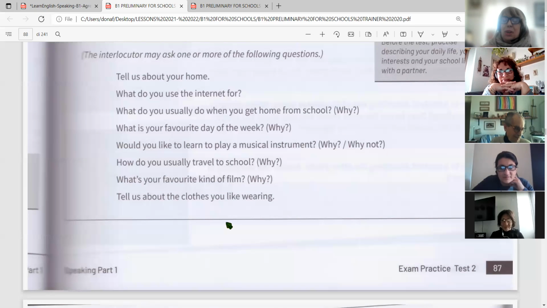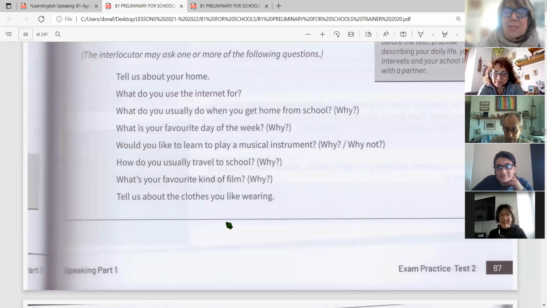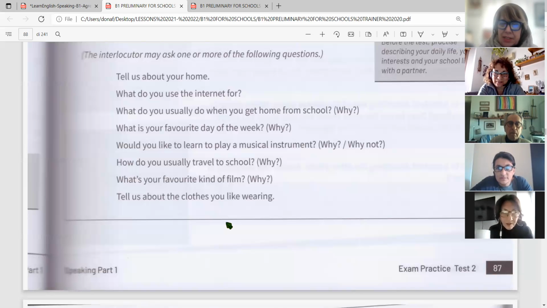And I use it with many intermediate groups. So when we were talking about, but even with elementary, to teach them the days of the week. It's a lovely song of the Cure. Yes. And Annalisa, can you play a musical instrument?